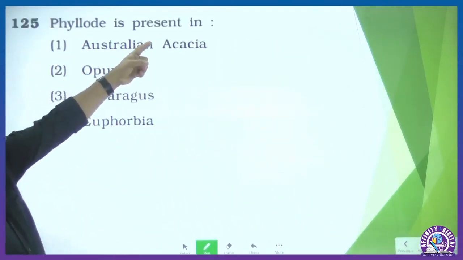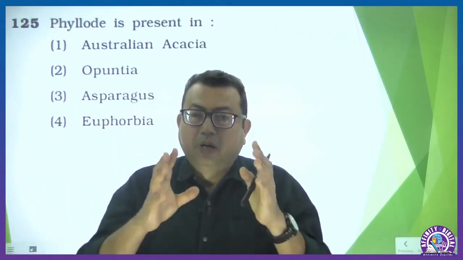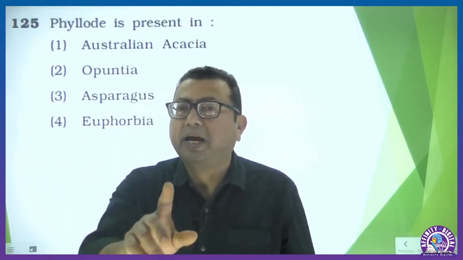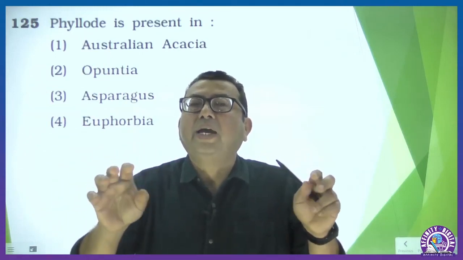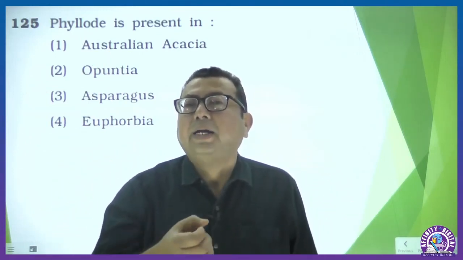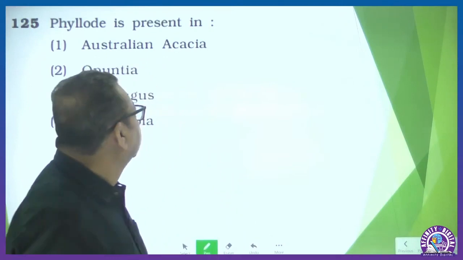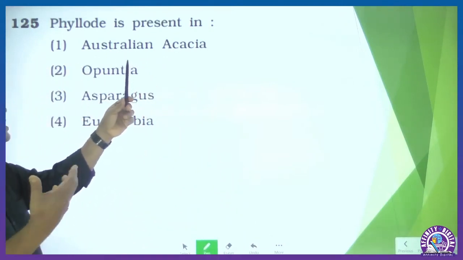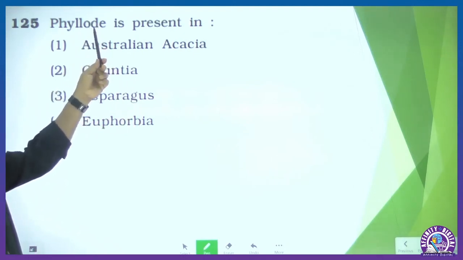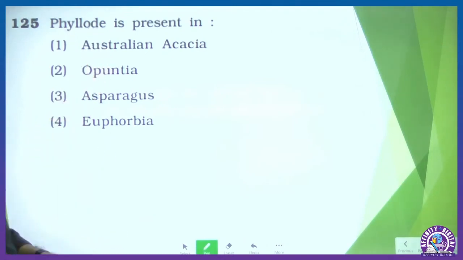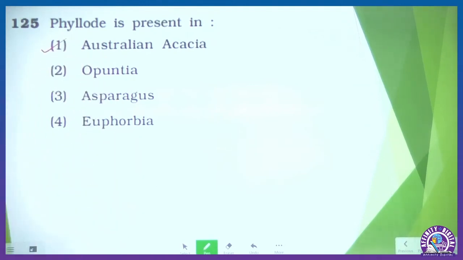Next, phyllode is present in Australian species of acacia. When these plants are small, in the young stage, they have pinnately compound leaves. But as the plant becomes taller and grows, the leaflets of the pinnately compound leaf fall off, and gradually the petiole of the leaves becomes flattened, turns green in color, and becomes a flattened green structure called phyllode, which takes the function of photosynthesis. So phyllode is a modification of leaf found only in Australian species of acacia. So answer for this question is Australian acacia.